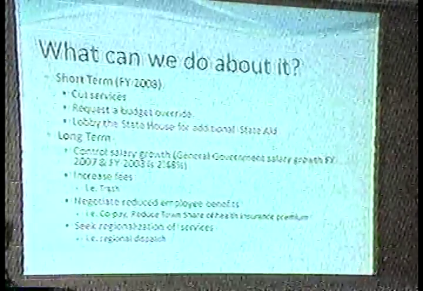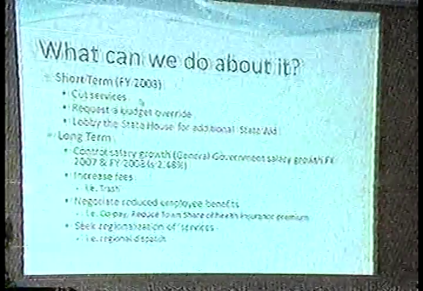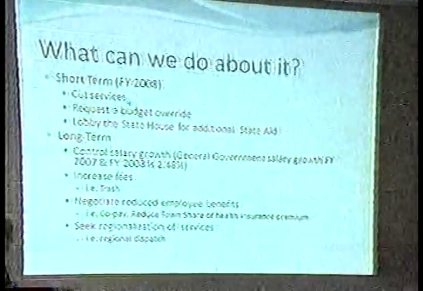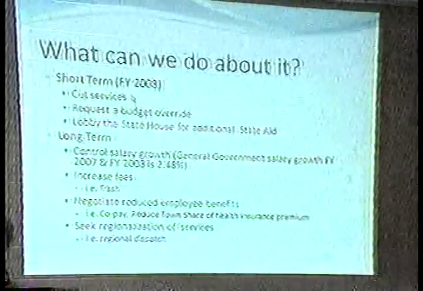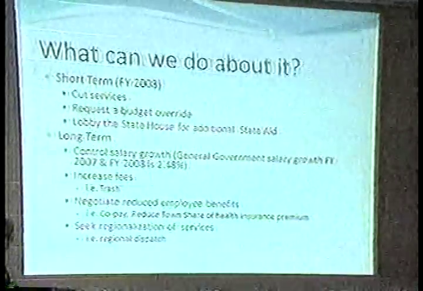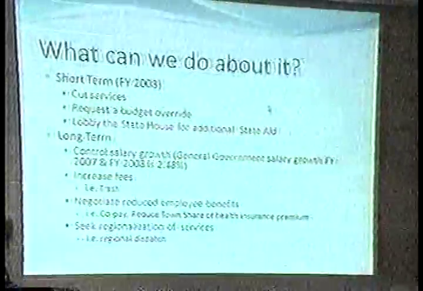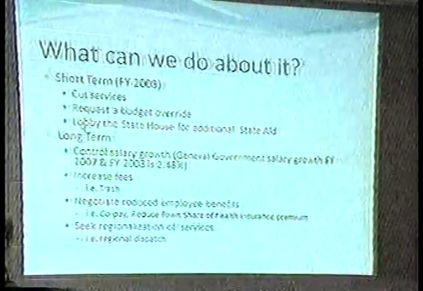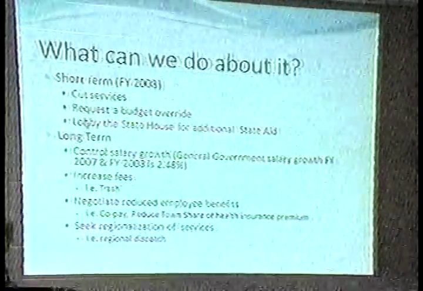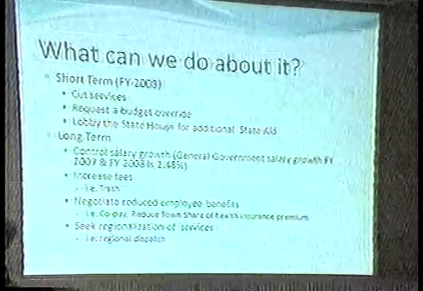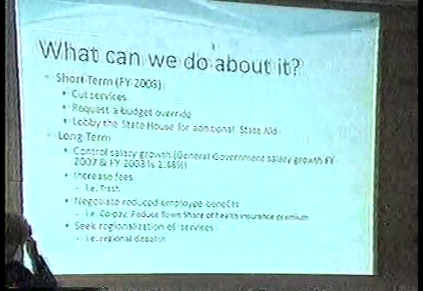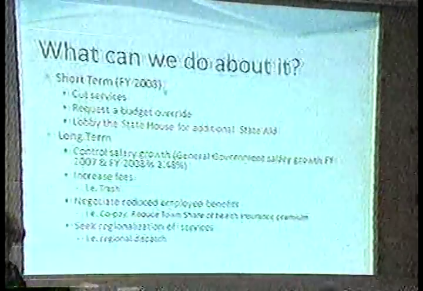So what can we do about it? Well, in the short term, we can cut services, and we'll talk a little bit tonight about the impact of balancing a budget based on our current projected revenue. We can request a budget override, and we're going to talk about that this evening. And we can hope that we can get a lot of citizens out there to lobby the State House for additional state aid. And I know there's a group out in the community working on that issue.